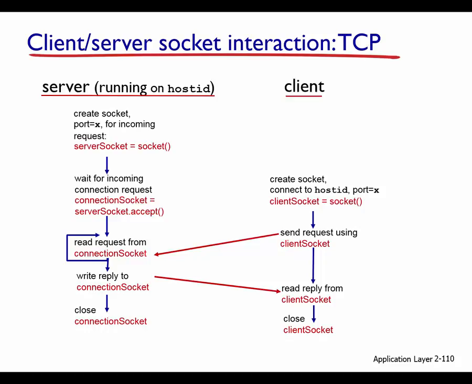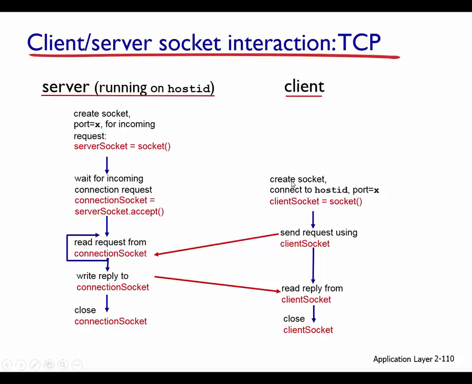So here we create our socket structure. We assign a port to a particular port number. We set up a server socket to be a variable of the socket structure type. We wait for an incoming connection request. When it comes in, we accept it. We read the request from the connection socket. We write a reply, and then we close.